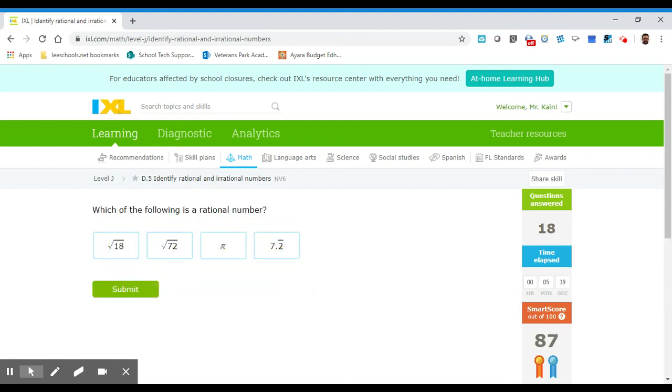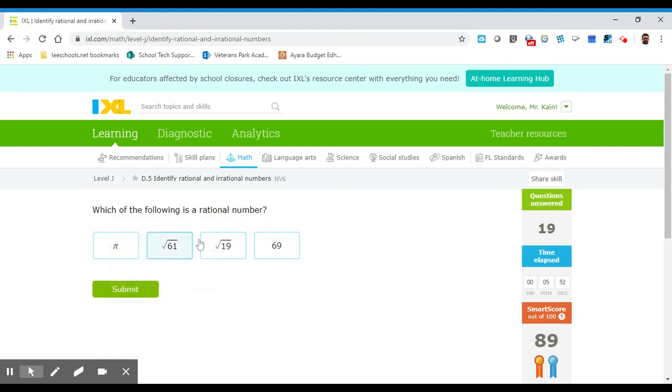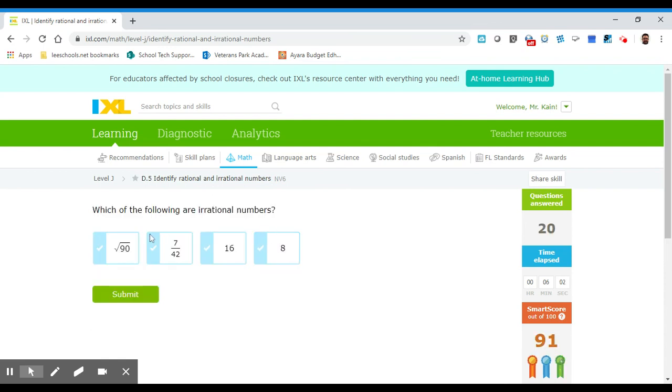Okay, which of the following is rational? Not pi. These are non-perfect squares. This is repeating. Repeating is always rational. Remember, the line makes it rational. Which of the following is rational? Not pi. Not non-perfect squares. Whole number, because this could be 69 over 1. Okay, let's get to 100 on this one. I know we can do it.